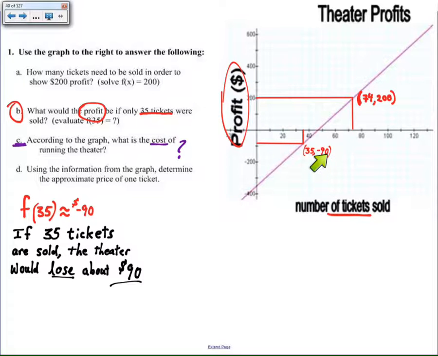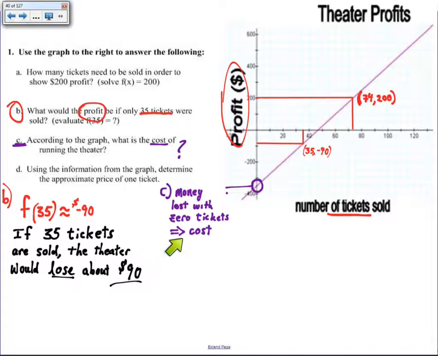You still owe $90, which means if I look at the graph and find what's called the y-intercept, this is the amount of money that would be lost with 0 tickets sold. In other words, that's the cost. If I sold 0 tickets, I would still owe about this much money, which means that's the amount of money that it takes to run the theater. I need to sell over 40 tickets in order to cover those costs.